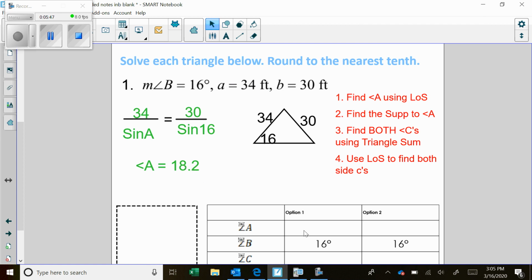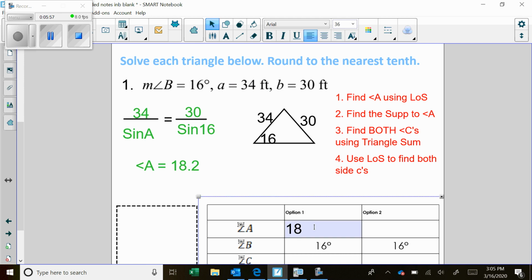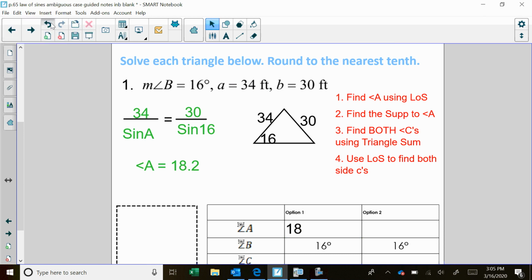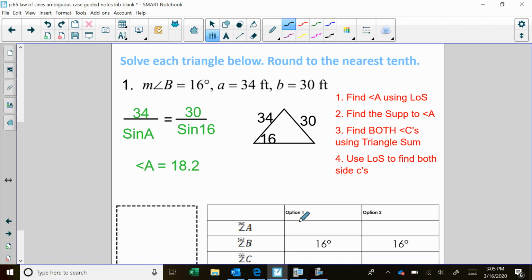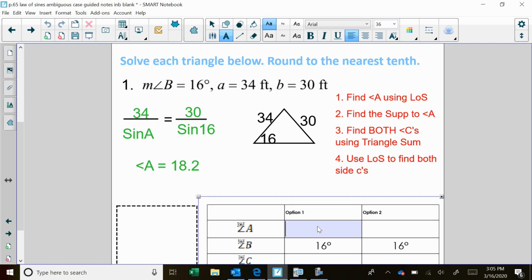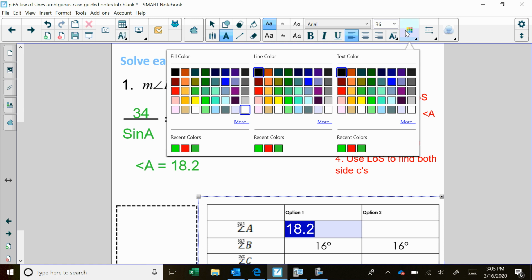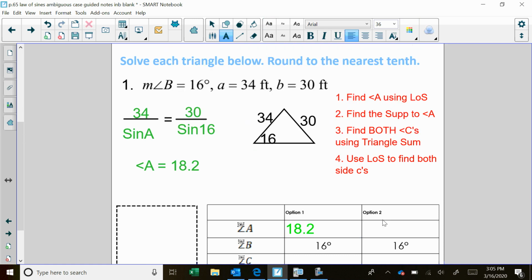It says find angle A, so we did that. And we're going to write it right here in option 1. So that's going to go 18.2. We'll color that so we know that it's been calculated. There we go, 18.2.